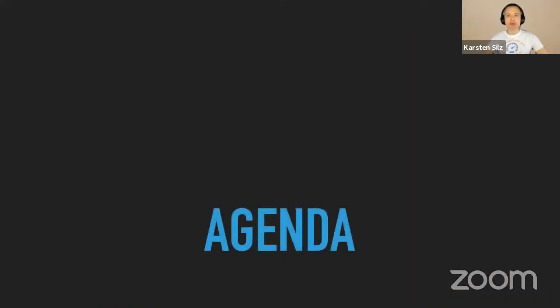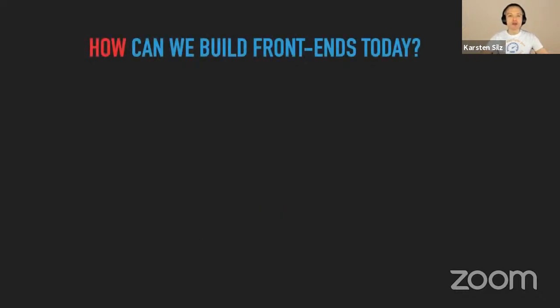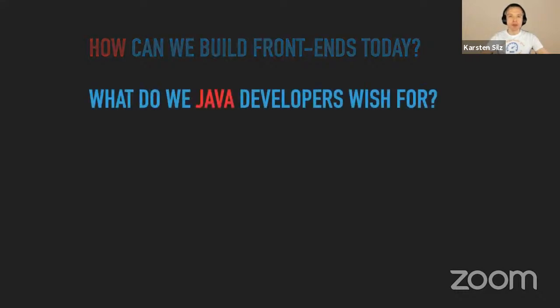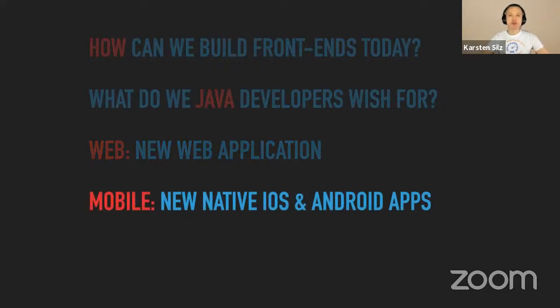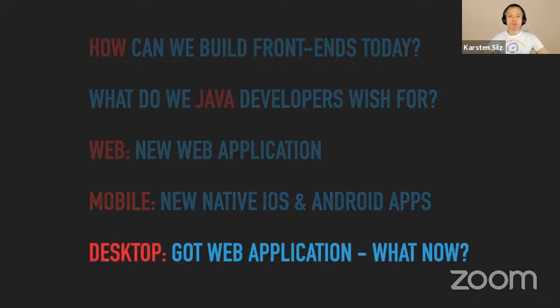So what are we going to be talking about today? It's actually 5 points. The first one is, what options do we actually have to build front ends today? The second thing, since we are Java developers, what do we actually wish for? What is it, close to our heart as Java developers specifically? And then I'll be talking about 3 different common scenarios. The first one is we build a new web application from scratch. The second is we're going to supplement that web application with new native iOS and Android apps. And the last scenario is we already have a web application. So what are we going to do on the desktop?